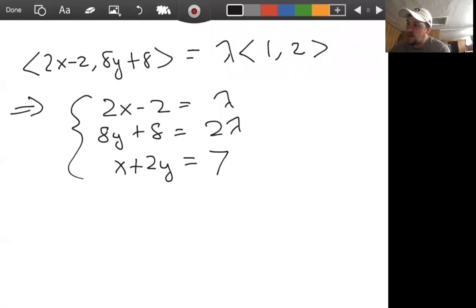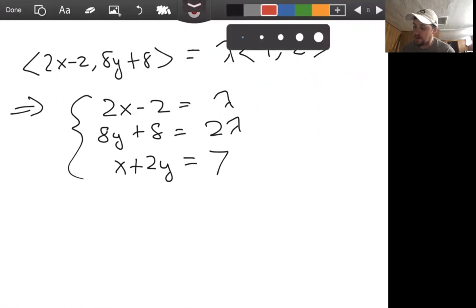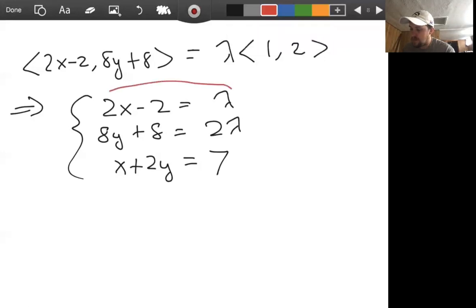And from here, if you'll notice, we have 3 equations with 3 unknowns, but we only care about 2 of them, right? We need to use lambda to find solutions x and y, but if we can get away without having to solve for lambda, we don't need to, right? And so here, I have an explicit description of lambda in terms of x.